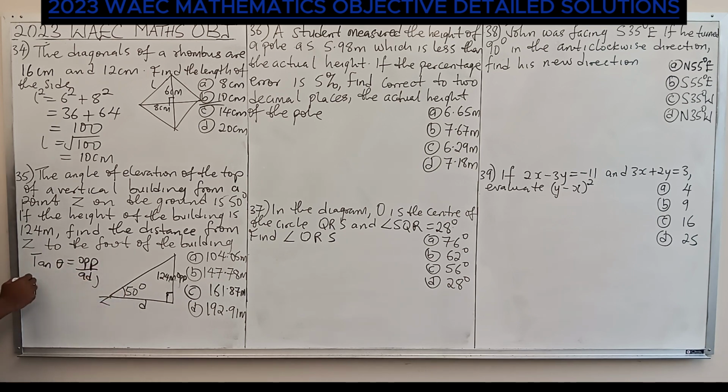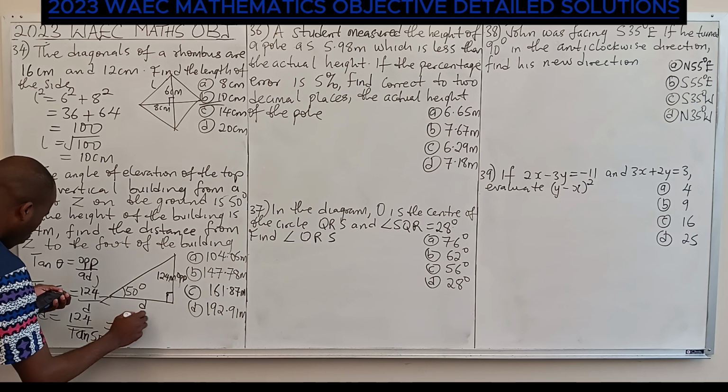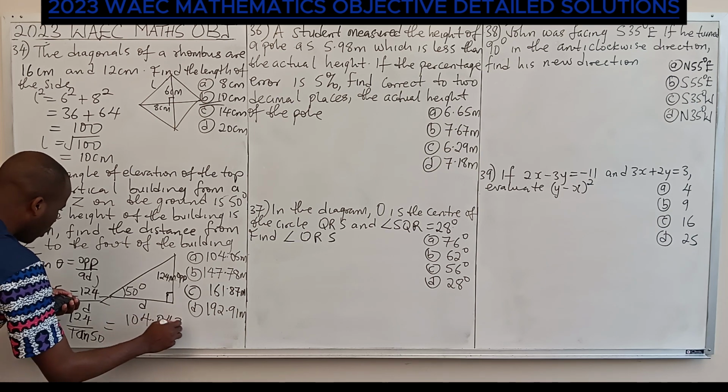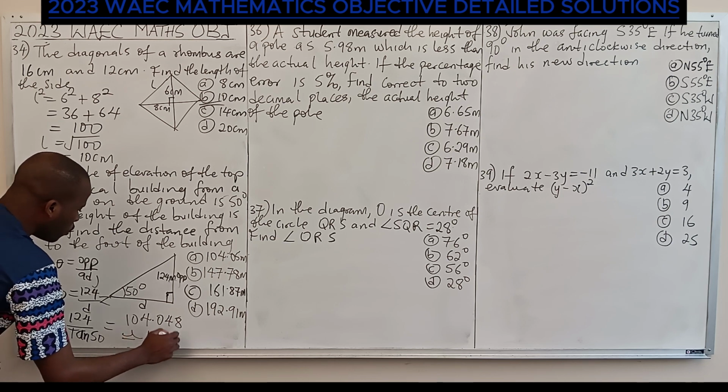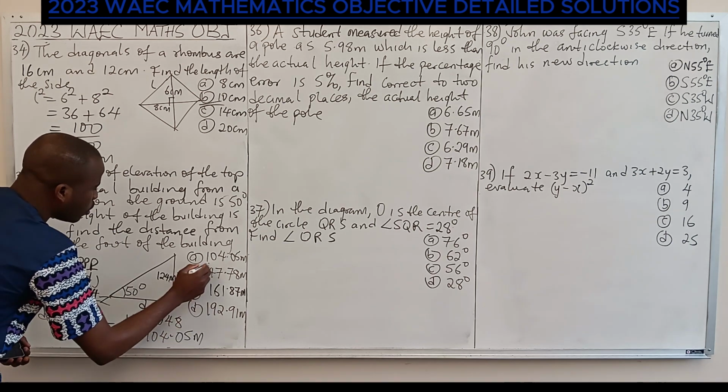And we are given that theta is 50 degrees and opposite is 124. And we're looking for D. So that D will be 124 over tan 50 degrees. And if we divide this, we'll have 104.048. So approximately 104.05 meters, which is A.